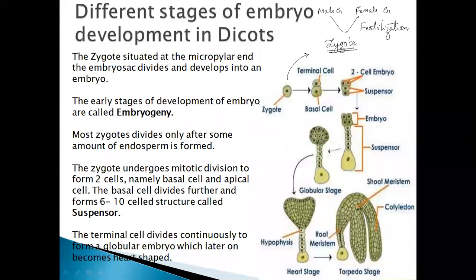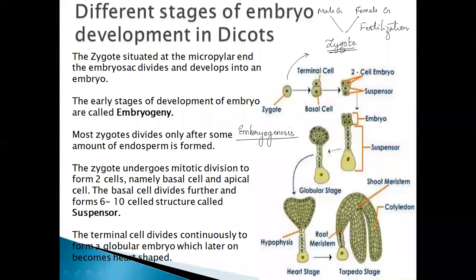Now, this zygote later develops into an embryo, and the process of the formation of the embryo from the zygote is known as embryogenesis. What is it known as? Embryogenesis. The process of development of an embryo from the zygote is known as embryogenesis.